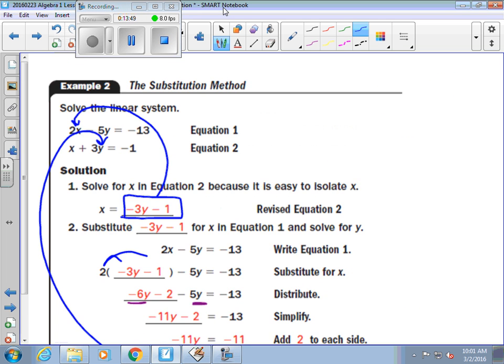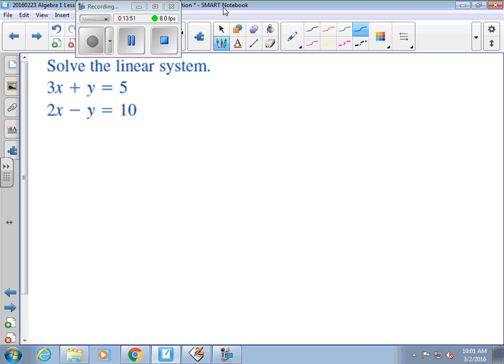Okay, also on the back, let's do this one. Solve this linear system here. 3x plus y equals 5. 2x minus y equals 10. Again, write them side by side. It's probably easier to do it that way with substitution. Take about a minute on that one, see if you can take care of that one.